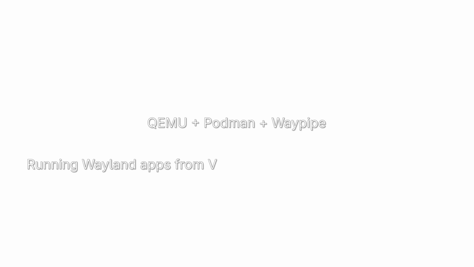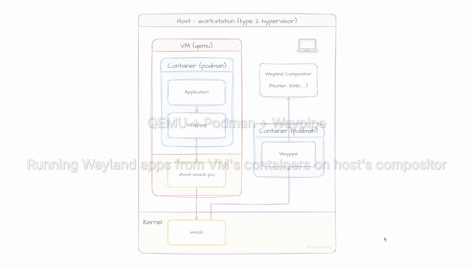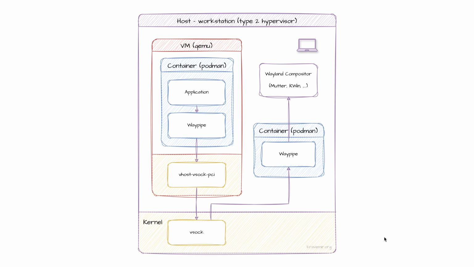Hello, this video is about running graphical applications in a container in a virtual machine that expose their windows on the host compositor, which should work seamlessly across multiple monitors. Here we have a diagram showing the composition of the solution.